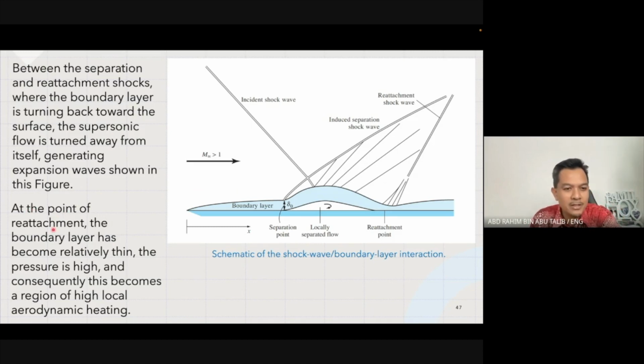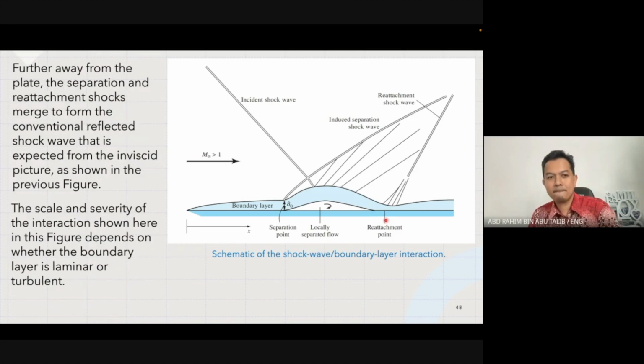So at the point of reattachment, the boundary layer has become relatively thin, right? So at this particular point, the boundary layer thickness is much less than the earlier boundary layer delta naught. And consequently, this becomes a region of high local aerodynamic heating. So this is where high local aerodynamic heating will happen. Further away from the plate, the separation and reattachment shocks merge to form the conventional reflected shock wave that is expected from the inviscid picture as shown in the previous figure.